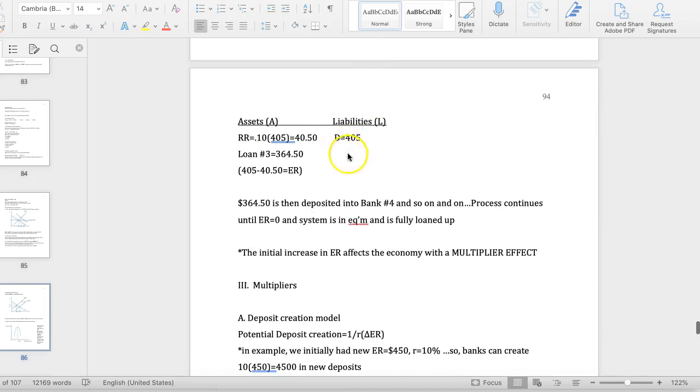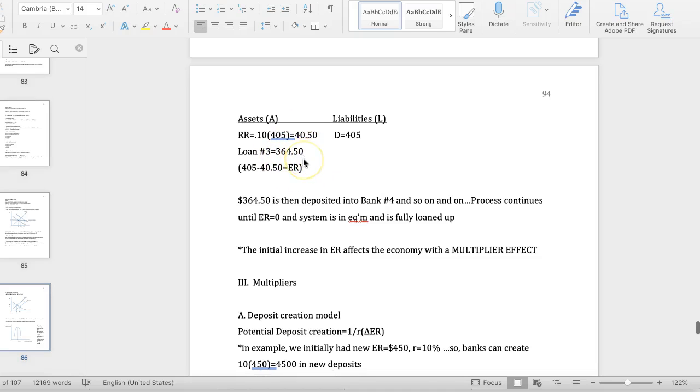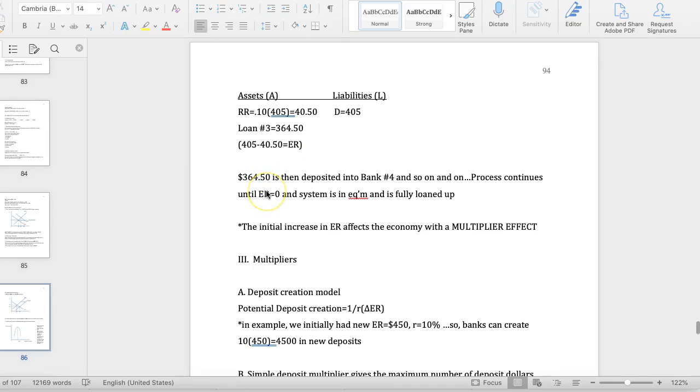So loan number 2, $405, is deposited in bank number 3. There's your deposit, $405. That was the loan. 10% of that is $40.50. $405 minus $40.50 is our excess reserves. That's immediately loaned out. So now $364.50, that's the third loan. There that money goes. This goes on and on and on until there are no more excess reserves in the banking system. The system is in equilibrium and everything is fully loaned up.